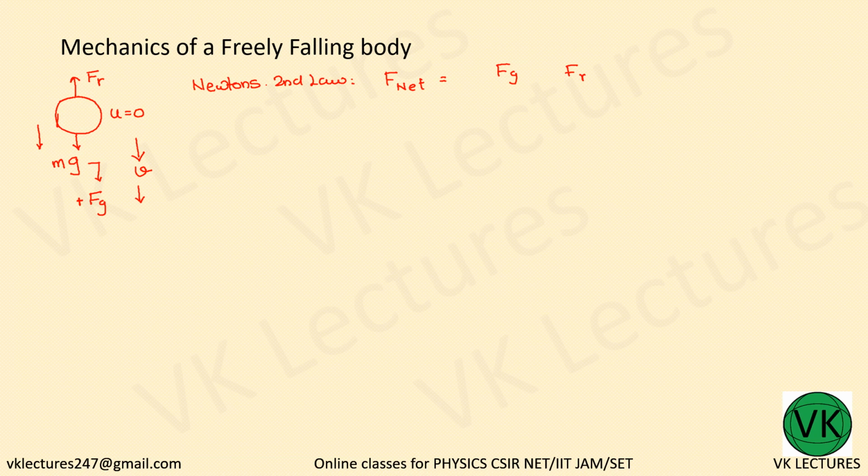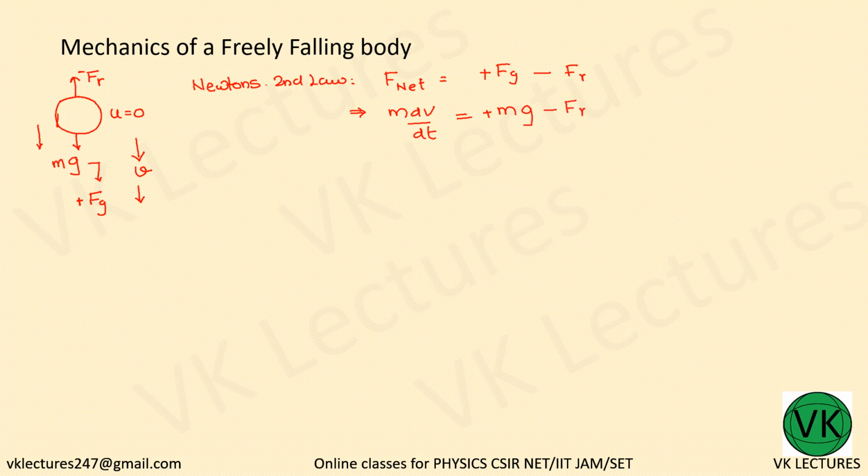Force in the direction of velocity is considered to be positive. So in this case Fg is considered positive, and the force which is opposite to the direction of the velocity will be considered negative. So F is negative. Now you can write m dv by dt, that is mass times the acceleration, becomes the force: mg, the gravitational force, minus Fr. Now what is Fr?